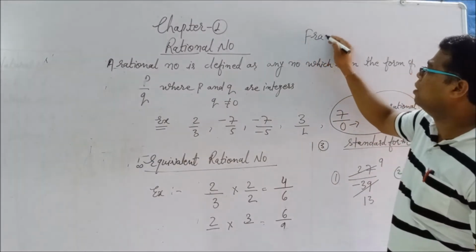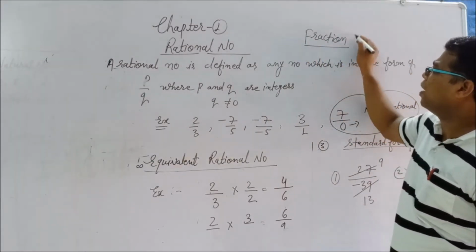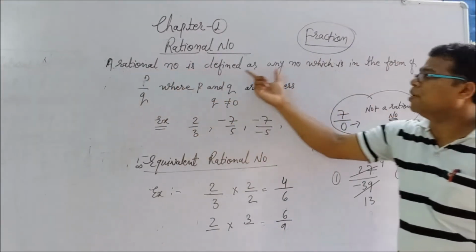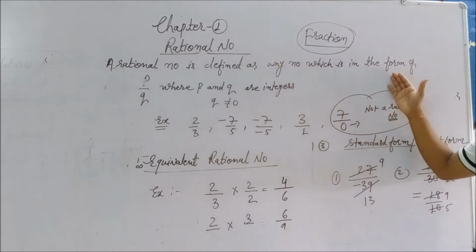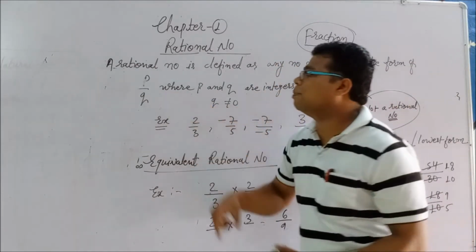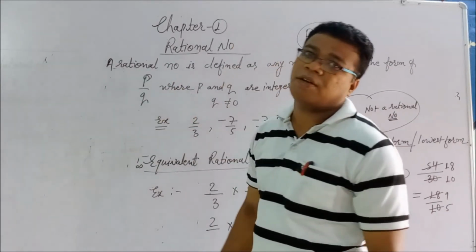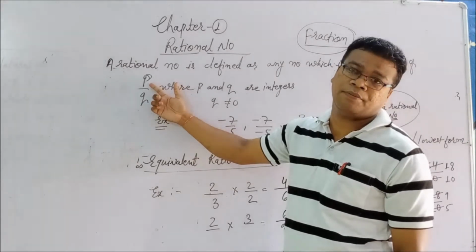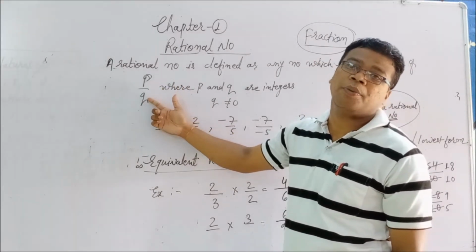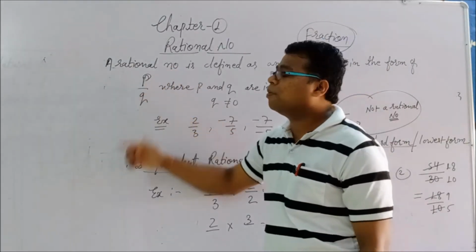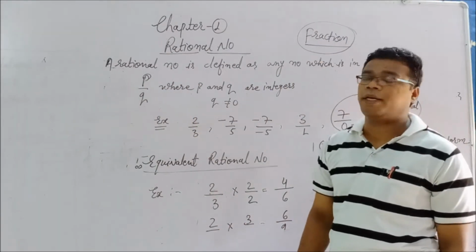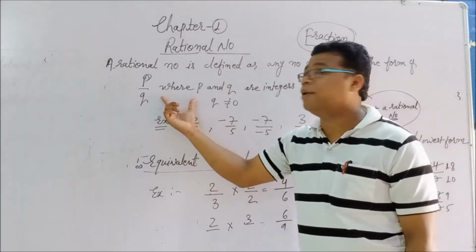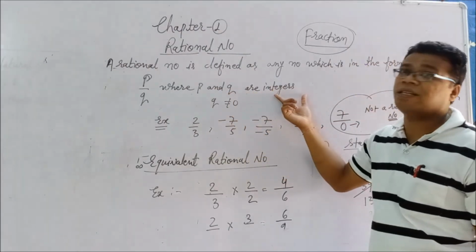Actually we know it is almost the same as a fraction, but the only difference is that, see, the definition says that a rational number is defined as any number which is in the form of p upon q, where p is known as the numerator and q is known as the denominator. So which is in the form of p upon q, meaning numerator upon denominator, it is known as a rational number. But what is the condition? That is very important, where p and q are integers.